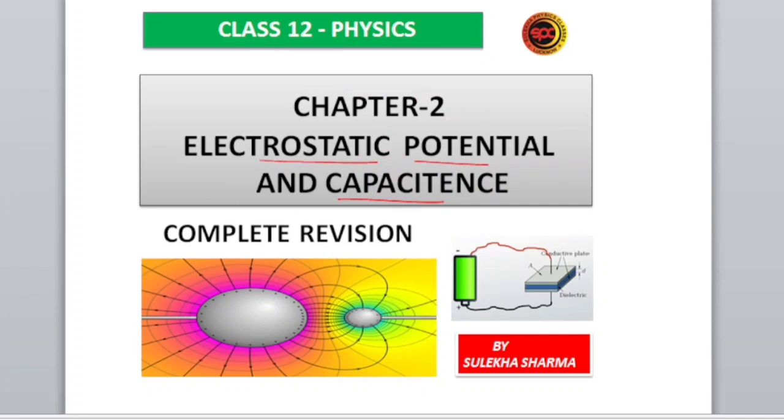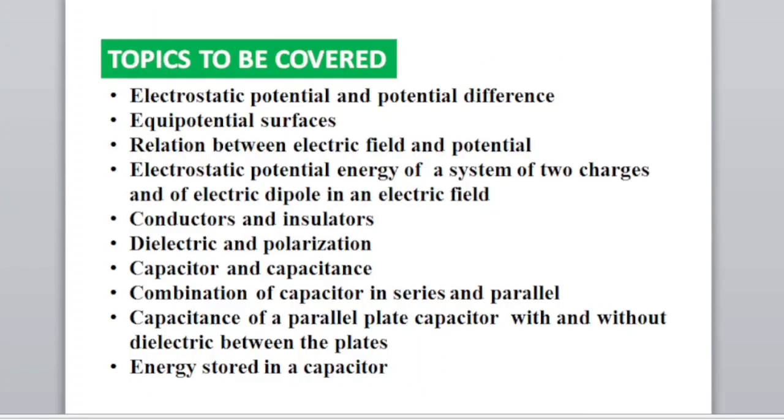So the different topics to be covered in this chapter are: first, electrostatic potential and potential difference, equipotential surface, relation between electric field and potential, electrostatic potential due to a system of two charges and an electric dipole, conductors, insulators, dielectrics and polarization, capacitor and capacitance, combination of capacitors in series and parallel, capacitance of a parallel plate capacitor with and without a dielectric between the plates, and energy stored in a capacitor.